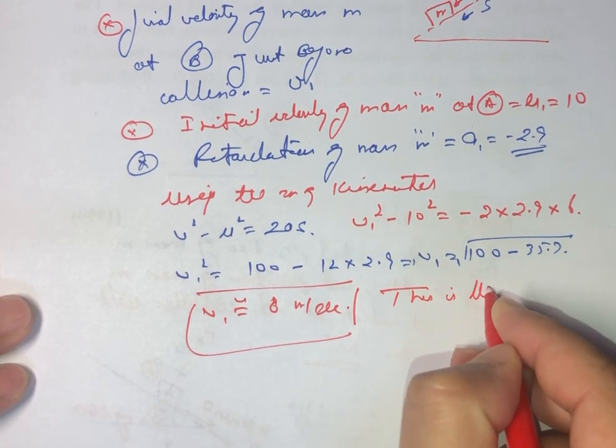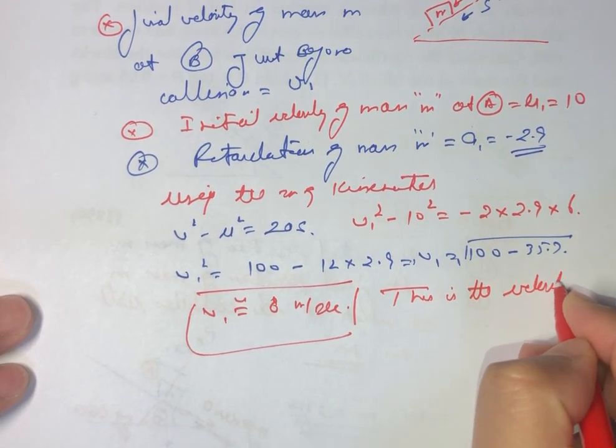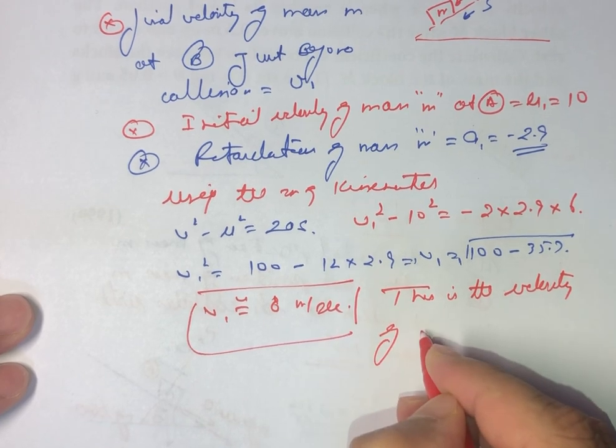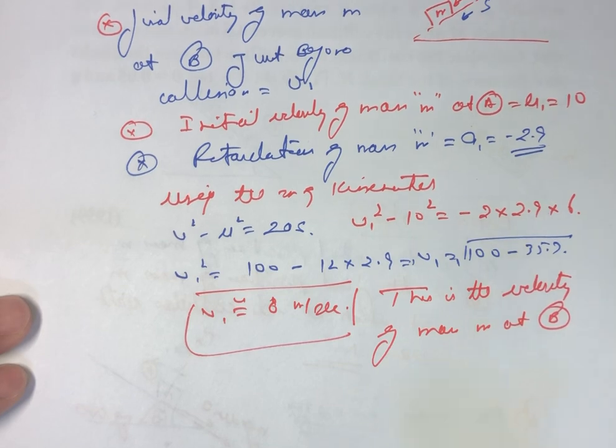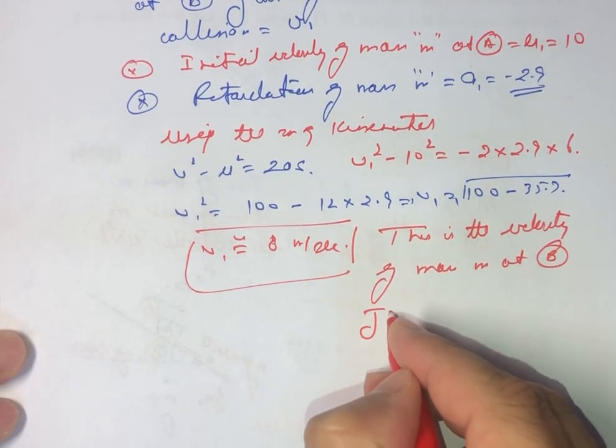This is the velocity of mass m at point B just before collision.